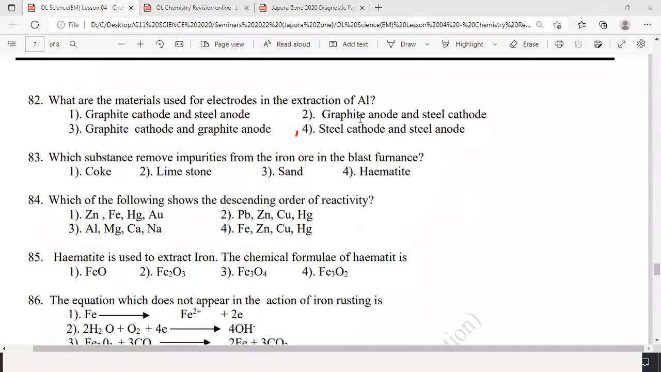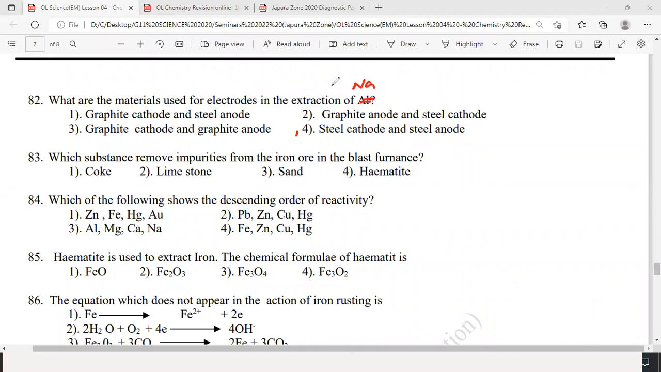What are the materials for the electrodes in the extraction of aluminium? Actually, this question, I'll make a small change. Extraction of sodium. I'll make it extraction of sodium, because aluminium extraction is not there in the syllabus now. Sodium extraction is there in the grade 11 chemistry.